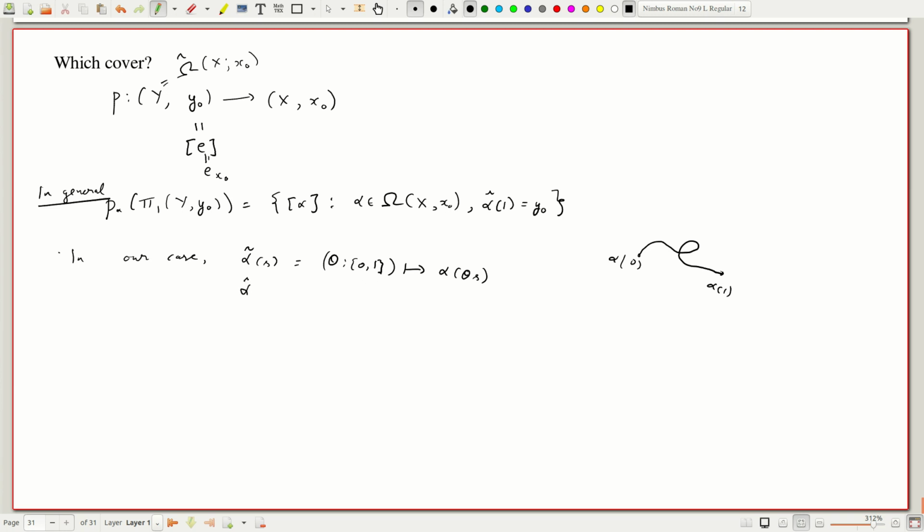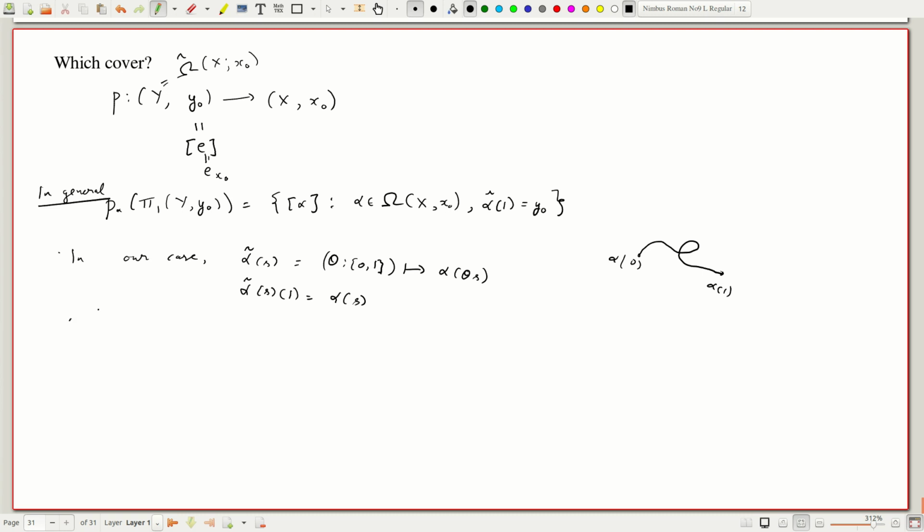Okay, and indeed at any given time, it is a lift of alpha. So if I look at alpha tilde of s, evaluated at 1, this is alpha of s. Okay, there's a bit of a backward notation here because the role of s is different in the two places. So alpha tilde of s is a path, so it's going to end at some point, and that's going to be alpha of s, simply because theta is 1 in this case. So there's nothing complicated. Okay, that's great.